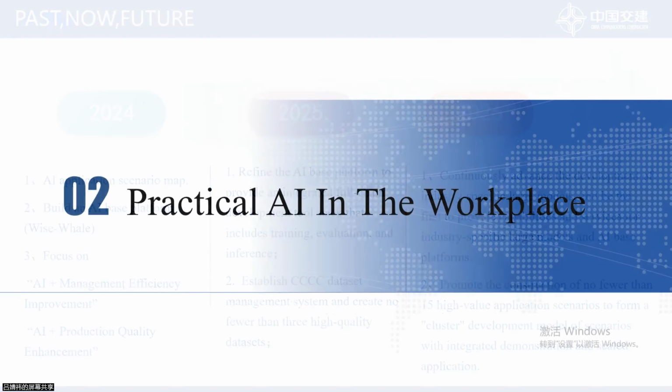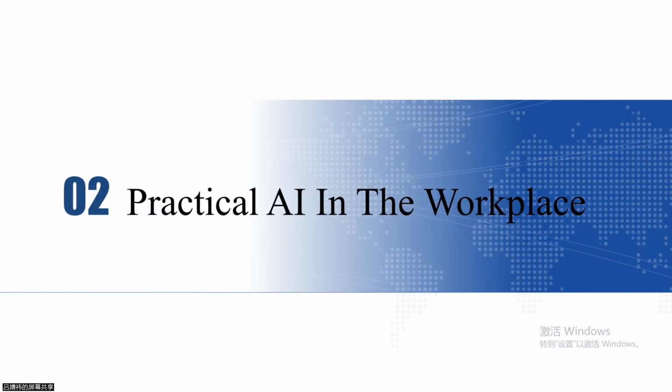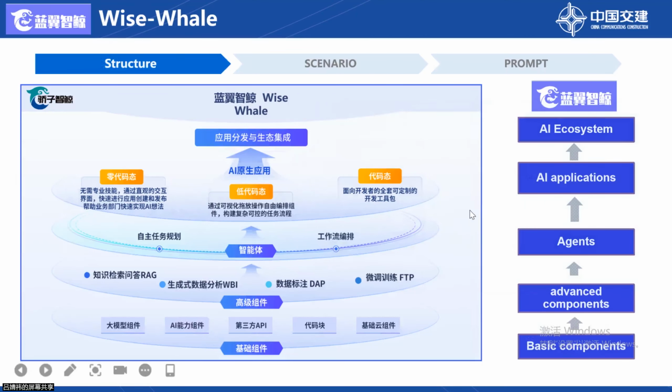Let's move into the second part, some practice of AI in the workplace. This is WiseWheel. You could give WiseWheel a sentence and then ask it a question. There are 5 main tool modules to build in WiseWheel. The first one is basic components, and then advanced components, agents, AI applications, and AI ecosystem.